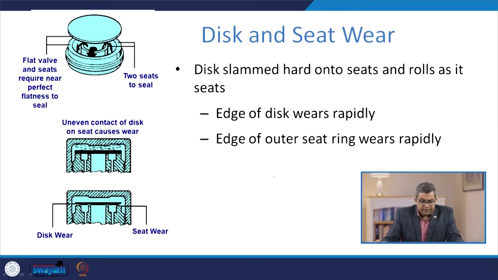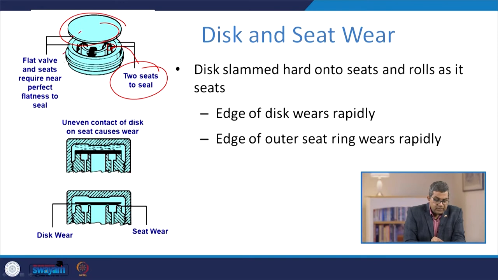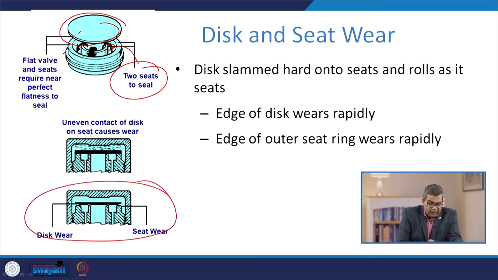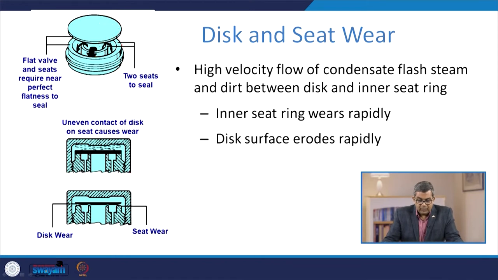Now, another type of steam trap is the disc and seat type of system. Here you see this is the disc which is usually seated over here. These are two seats to seal, and this is the flat valve and seats, requiring near perfect flatness of seal. So, this is the usual condition, and if any kind of deformation occurs, then this may open and the water or steam can come out. Now, high velocity flow of condensate to flash steam and dirt between the disc and inner seat rings can sometimes create a problem, and this inner seat ring wears rapidly and the disc surface erodes rapidly.